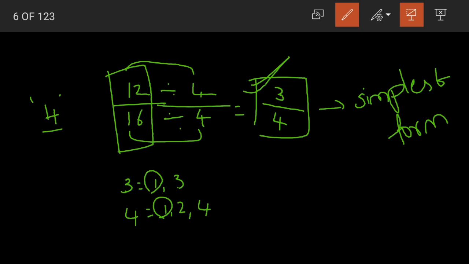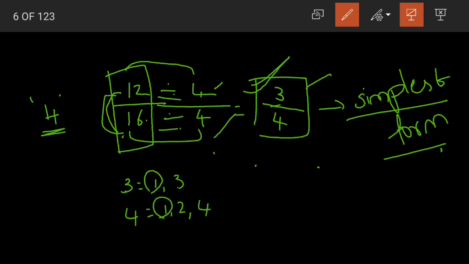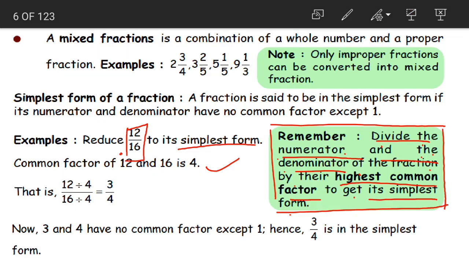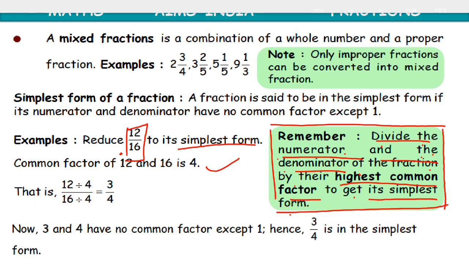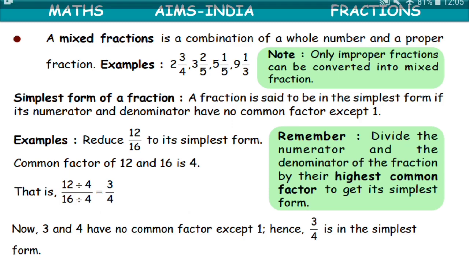Understood, children? How did we find out the simplest form? First, we found out the HCF of the numerator and denominator. Then we divided both the numerator and denominator by the HCF. By doing so, we got the simplest form of the given fraction. That is our 3 by 4, where the numerator and denominator share only 1 as their common factor. Hence, 3 by 4 is in its simplest form.